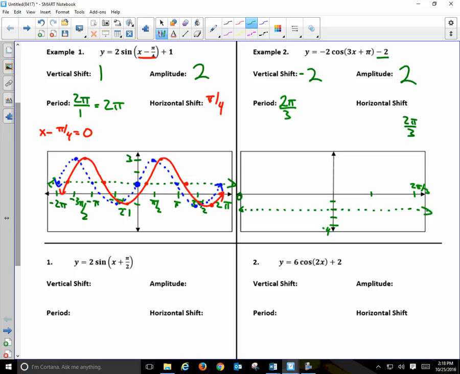2 pi over 3 divided in half, or multiplied by 1/2, will give you what? Pi over 3. Does that make sense? That half of 2 pi over 3 is 1 pi over 3. Then let's take pi over 3 and divide that in half. Pi over 6.